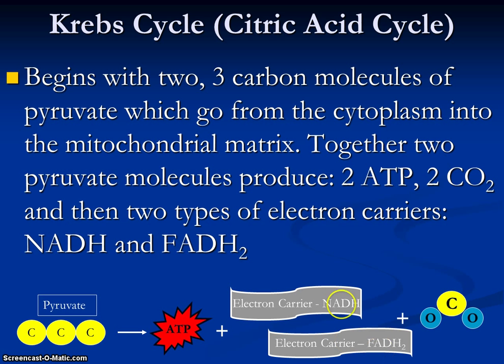Now, later we'll get into what those names mean, but in essence, they're just going to be considered electron carriers. They're going to carry electrons to other processes in this respiration process we're looking at. Okay, so in the Krebs cycle, this first part of aerobic respiration, those two pyruvate molecules are going to be transferred into the mitochondria, into the matrix. Here they're going to react in the matrix, and they're going to produce two more ATPs. They're going to make these electron carriers, and they're also going to produce byproducts of carbon dioxide.